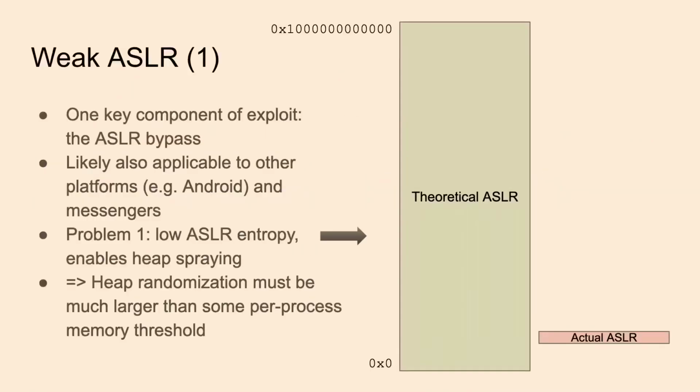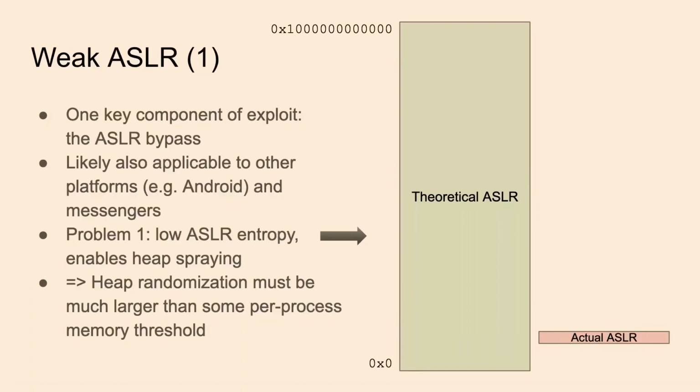Okay, so this was the first part. How does this exploit work? What I have now is a number of suggestions how to make this harder and how to improve things. So one of the first things that is really critical for this exploit is the ASLR bypass, which relies on a couple of things. And I think a lot of this ASLR bypass also works on other platforms.